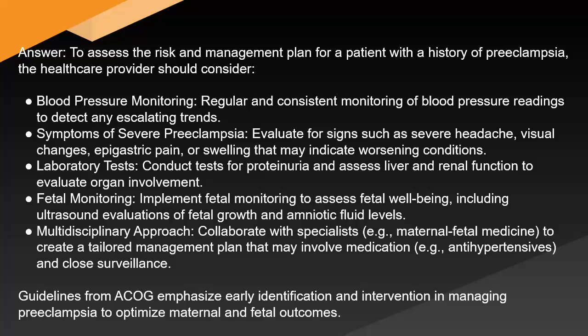consider blood pressure monitoring, regular and consistent monitoring of blood pressure readings to detect any escalating trends. Symptoms of severe preeclampsia: evaluate for signs such as severe headache, visual changes, epigastric pain, or swelling that may indicate worsening conditions. Laboratory tests: conduct tests for proteinuria, and assess liver and renal function to evaluate organ involvement. Fetal monitoring. Implement fetal monitoring to assess fetal well-being, including ultrasound evaluations of fetal growth and amniotic fluid levels.